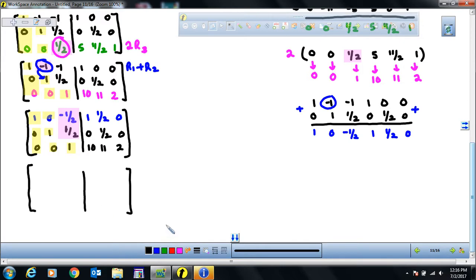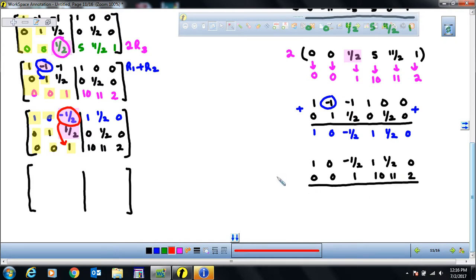Now, on my first row operation, I am going to make this negative 1 half into a 0. I'm going to start with that. To make it into a 0, we need to add it to the equation that has the 1, which is the third one. So I'm going to do 1, 0, negative 1 half, 1, 1 half, and 0 is going to get added to the last one, which is 0, 0, 1, 10, 11, and 2.